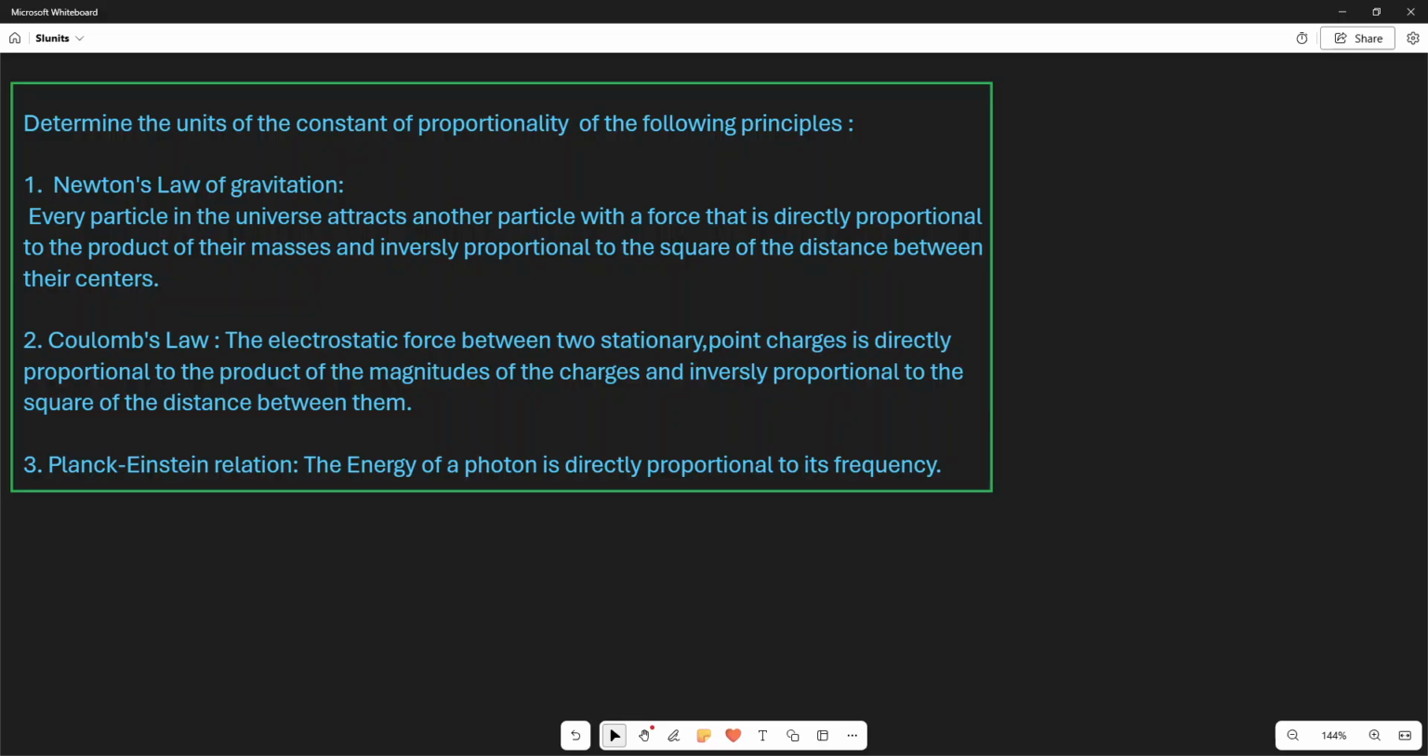Right. And then the third one is the Planck-Einstein relation, which you've seen, or you will see when you're doing the photoelectric effect, grade 12. The principle states that the energy of a photon is directly proportional to its frequency. Okay.